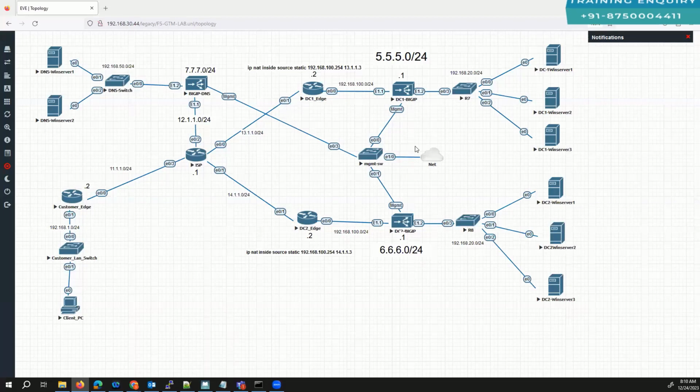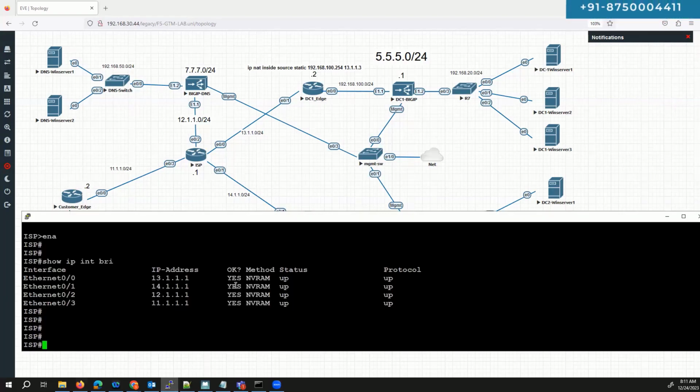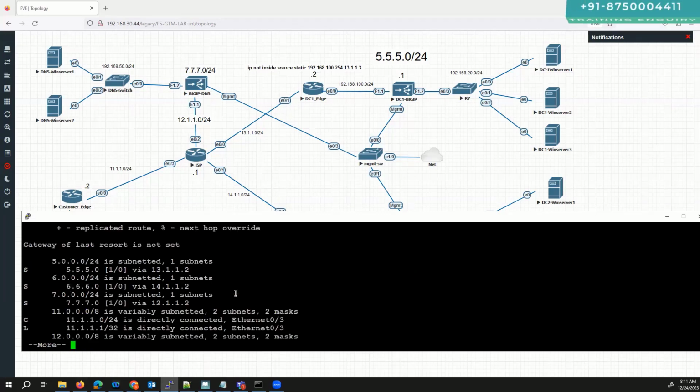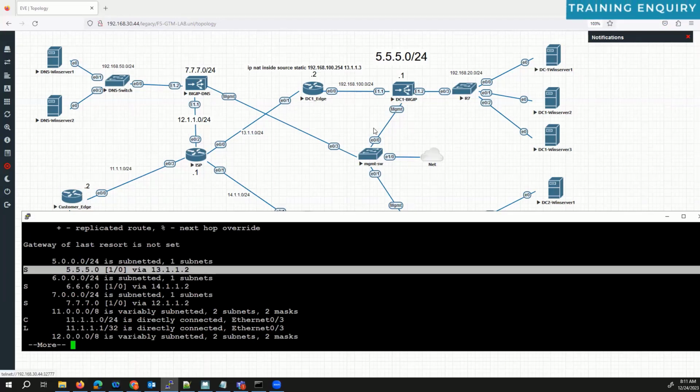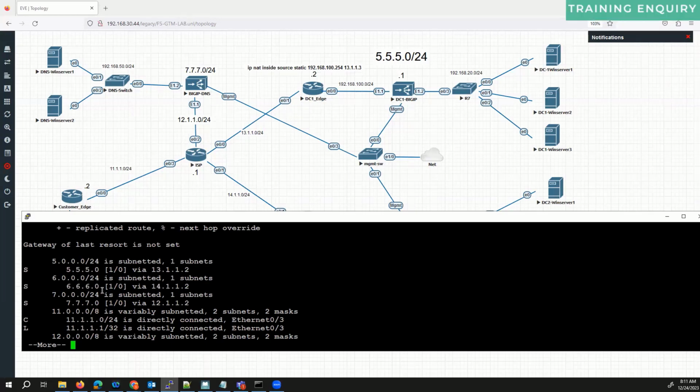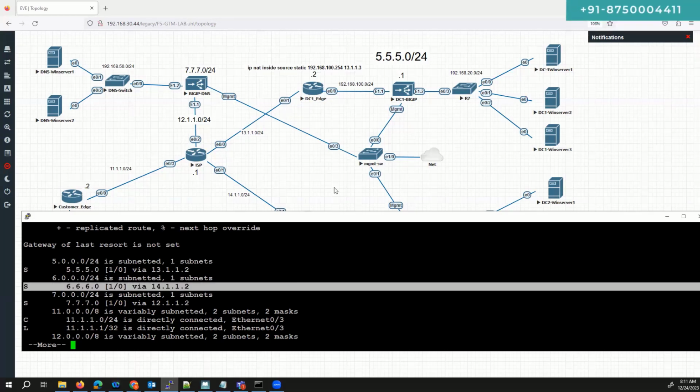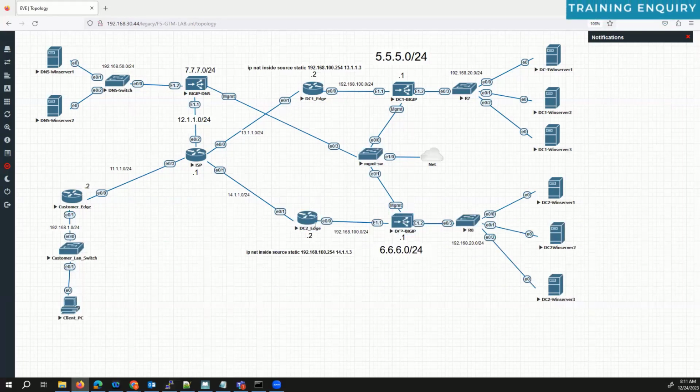Because we are using a public IP subnet at DC1 as well as DC2, in DC1 we have a public IP subnet allocated for this customer, which is 55.5.5.0/24, and for DC2 we have 66.6.6.0/24. Therefore, on the ISP, I had to add static routes for those public IP subnets. The static route for 55.5.5.0 goes towards the DC1 edge router, and the one for 66.6.6.0 goes towards the DC2 edge router.